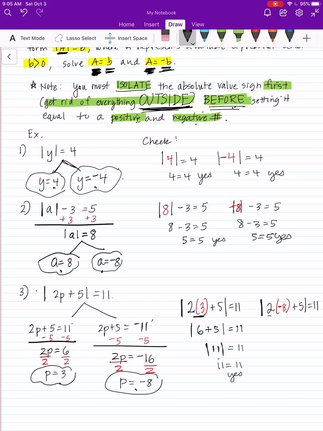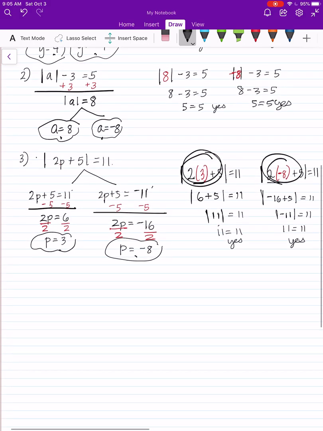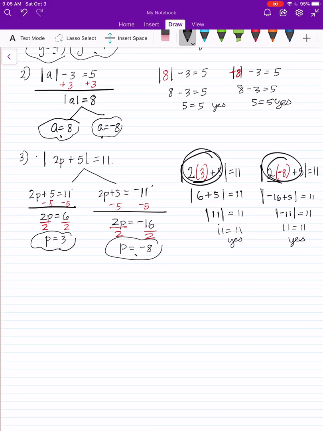Okay, so let's do this. Order of operations says multiply first, so 2 times negative 8 is negative 16, plus 5 equals 11. Negative 16 plus 5 is negative 11 equals 11. The absolute value of negative 11 is 11. And yes, it checks out. So I actually had two different answers. I have a 3 and I have a negative 8. Okay, so moving on. We need to talk about a couple more examples. So number 4.